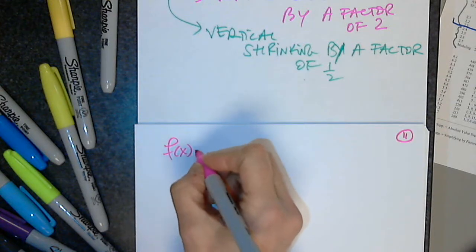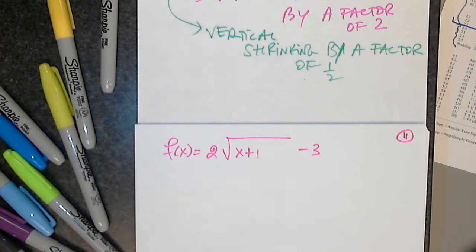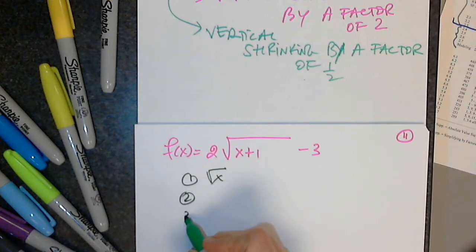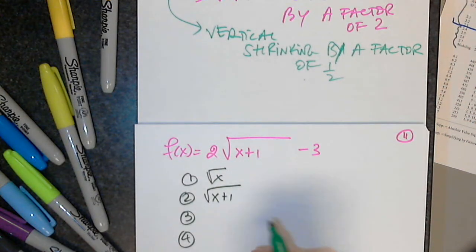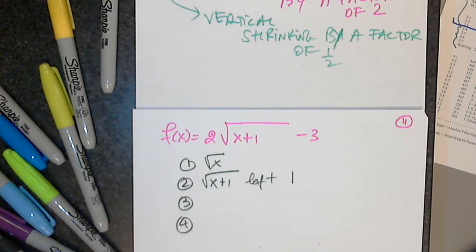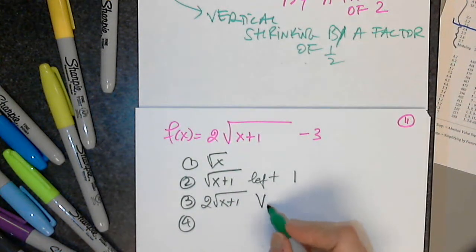Let's say f of x equals 2 times the square root of x plus 1, minus 3. What is the base function used to create this function? Good. What is the first transformation in order of operations? Awesome. Which means? 1. Awesome. Next, in order of operations. Very good. 2 times the square root of x plus 1. What will this do? Very good. By a factor of? So vertical stretching.